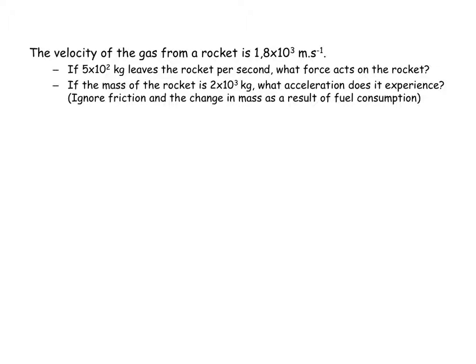We've got a velocity of gas from a rocket equal to 1,8 times 10 to the power of 3 meters per second. They tell me a mass of the gas that leaves each second, so we now need to know what is the force on that particular rocket. I know that the gas must have started with no velocity at all, so the change in momentum is equal to the final momentum minus the initial momentum, but the initial momentum was 0, so it doesn't make any difference at all. And we do know that change in momentum is also equal to force times time.